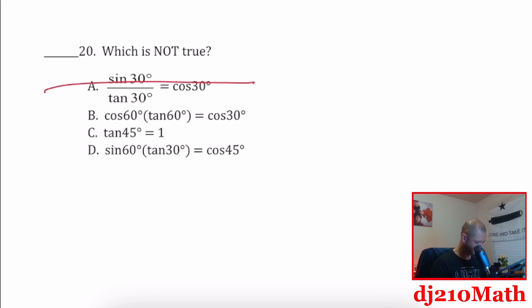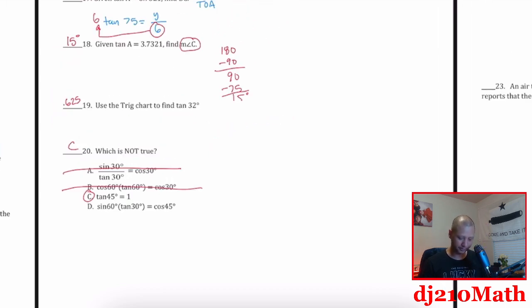So cosine 60 times tangent 60, does that equal cosine 30? That's false. Tangent 45 equals 1. True. Calculator tells us that's true. So, right, just being able to plug things into the calculator, that's what it boils down to. All right, we're almost done.